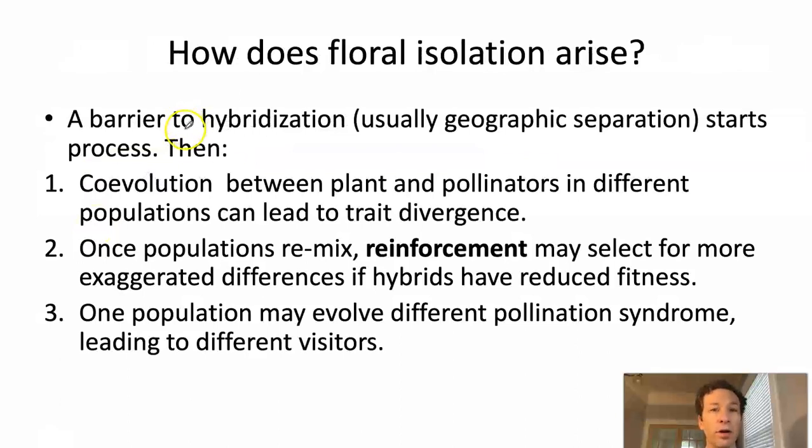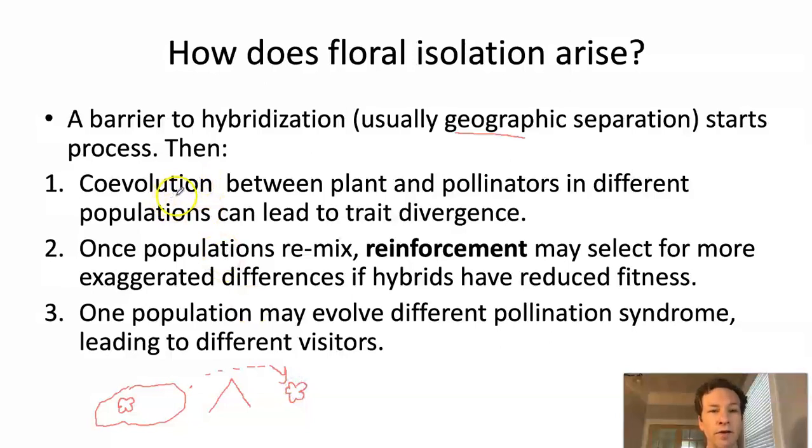So how does floral isolation arise? Typically, this is going to start with some other barrier to hybridization, for example, a geographic barrier. So let's imagine that we have a population over in this area, and it has flowers that are adapted to, let's say, bees. And then some seeds manage through some chance event to disperse across a mountain range. And now we have those same flowers on the other side.